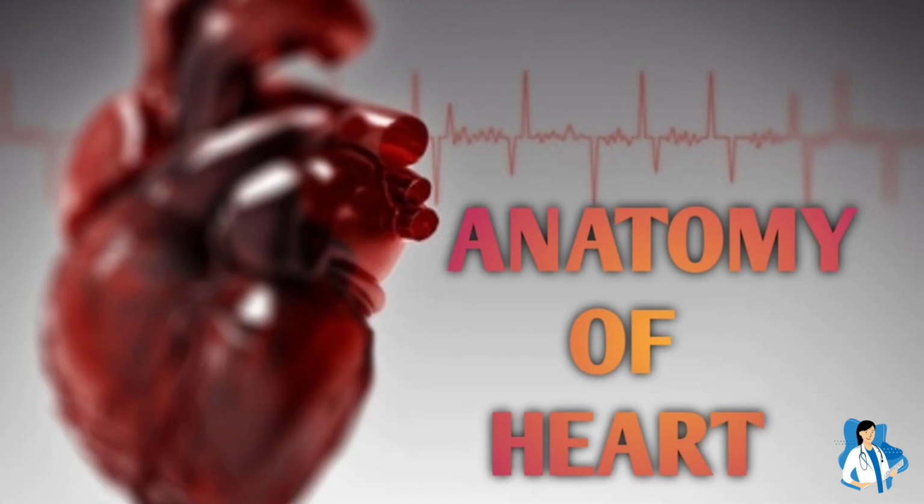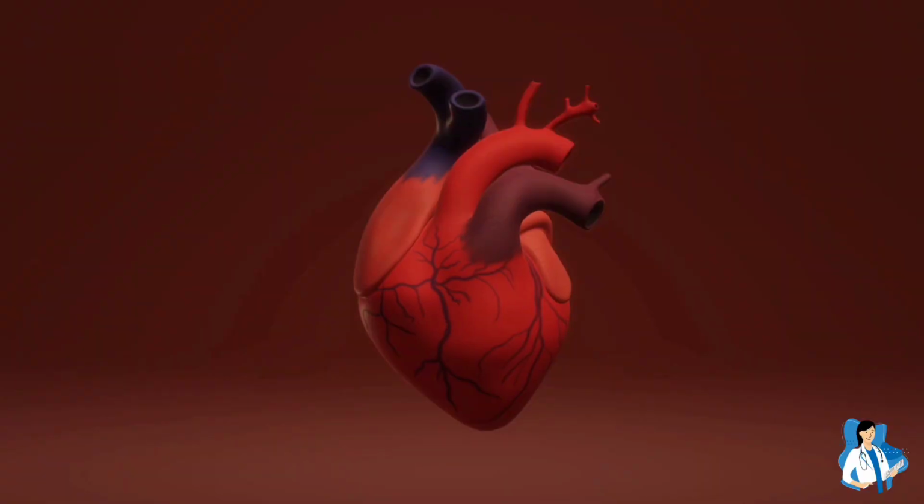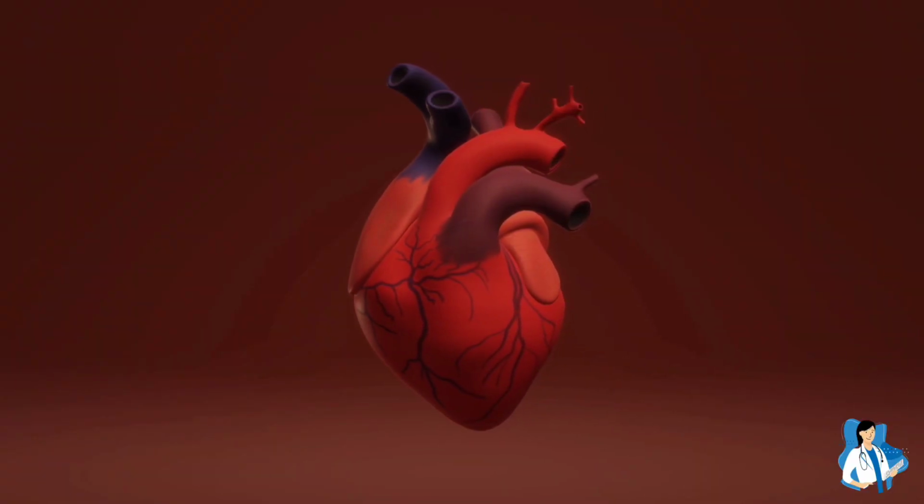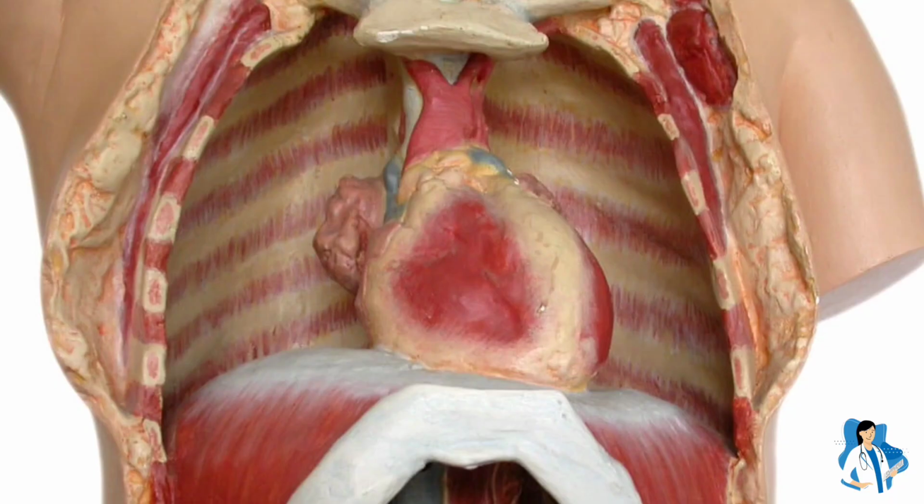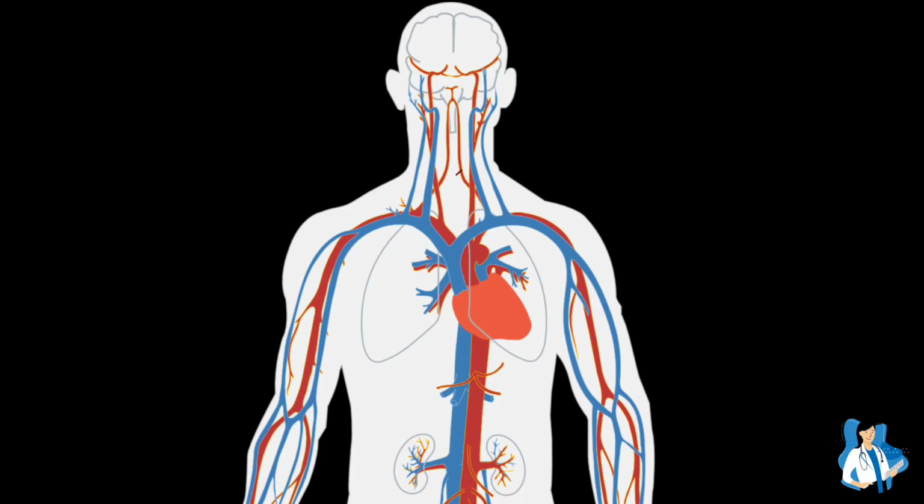This is Bhavya. Today we're going to discuss the anatomy of the heart. Topic: position of the heart. The heart is a hollow muscular organ that supplies blood all over the body. The heart is located within the thoracic cavity, medially between the two lungs, in the space known as the mediastinum. The heart is slightly towards the left side of our body.